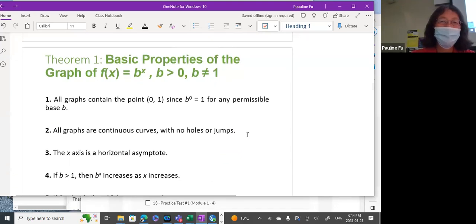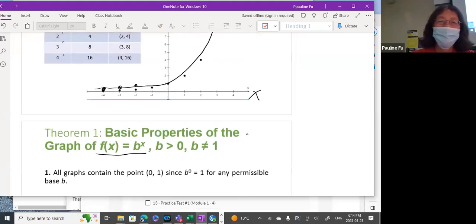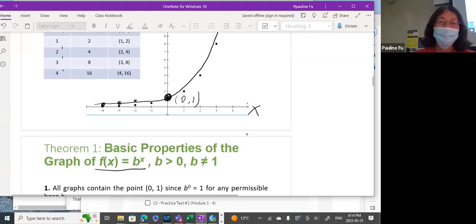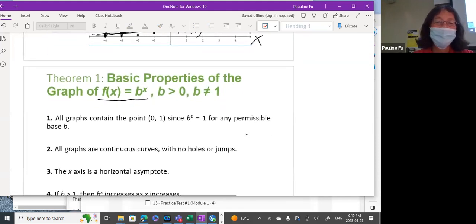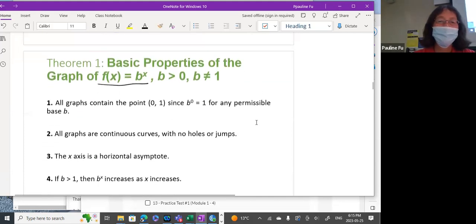The properties of the graph f(x) equal to b raised to power x. So all graphs contain the point (0, 1). See, this point is (0, 1). All graphs are continuous curves with no holes or jumps. It is a very smooth curve. The x-axis is a horizontal asymptote. So this extends forever, but never touches the x-axis.